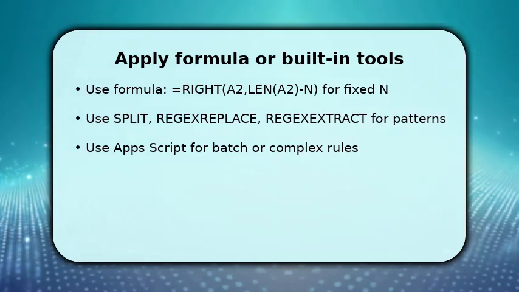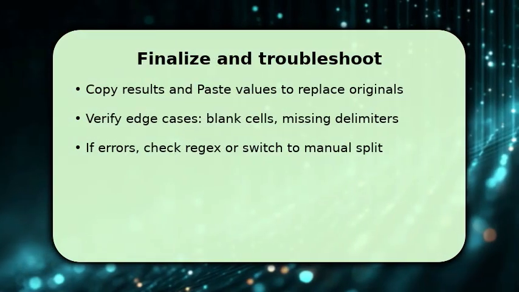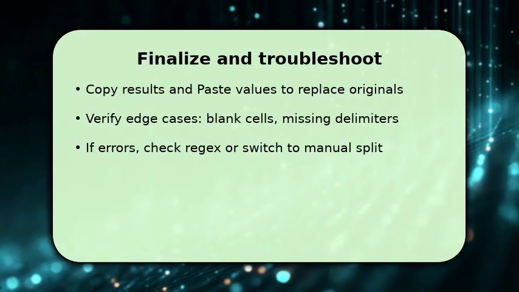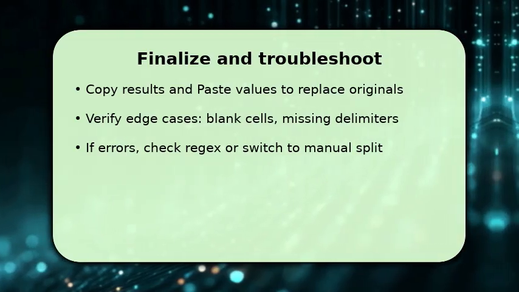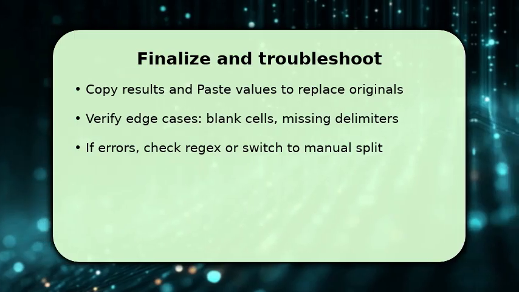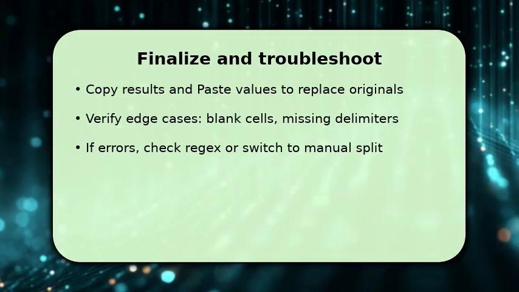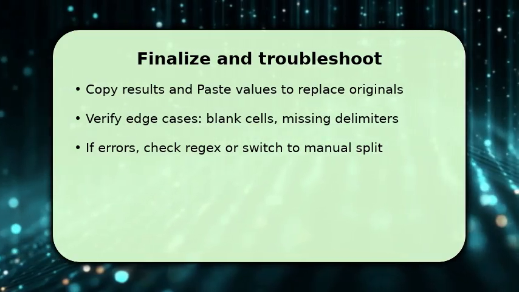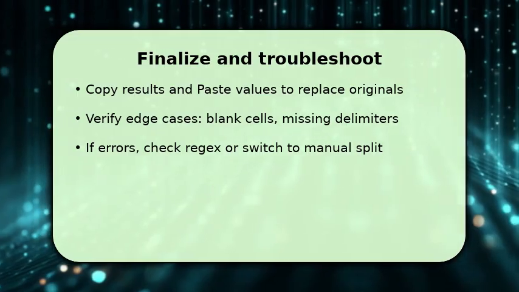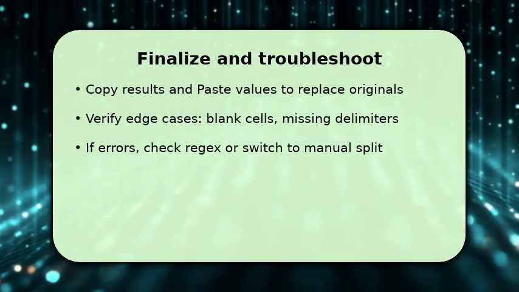Finish by copying the formula column and using paste values to freeze the clean text. This avoids formula dependencies. Then scan a few edge cases: blank cells, missing delimiters, or unexpected characters. Correct them or add IFERROR/IF statements to your formula. If outputs are wrong, double-check your REGEX pattern or switch to a delimiter-based SPLIT for simplicity. If the problem persists, revert to the backup column and iterate. That's troubleshooting.